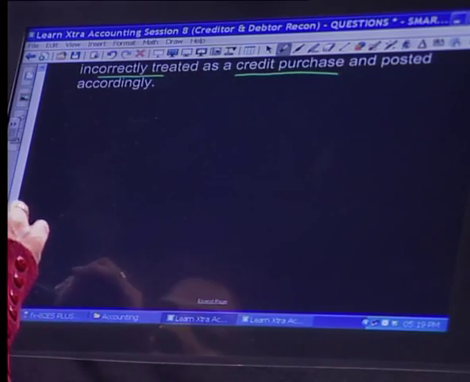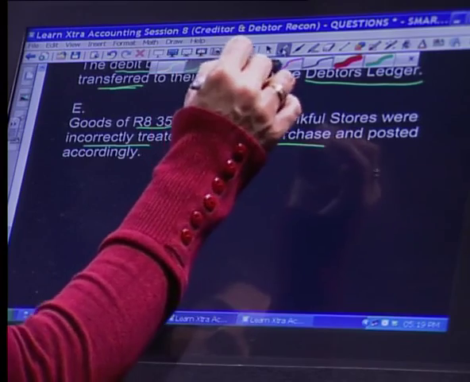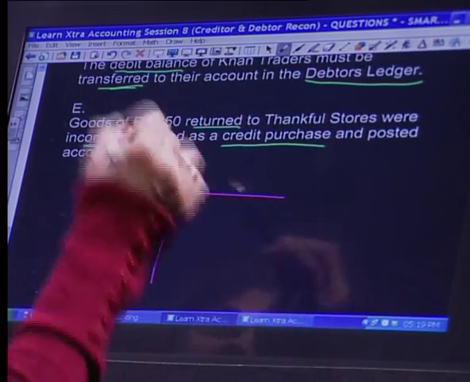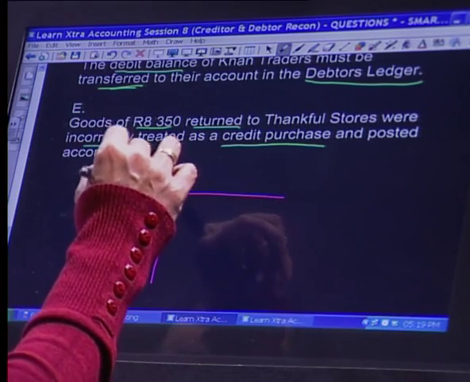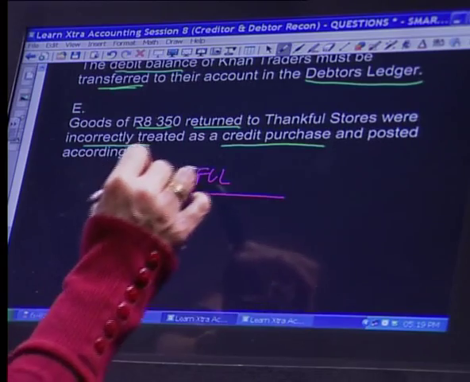You've got to understand the problem first before you offer a solution. So that's exactly what we're going to do. Let's understand what went wrong. Okay, so extending the page because I want to draw some T accounts and I want to change the color of my pen. So we've got Thankful Stores. Okay. All right, let's just call them Thankful.